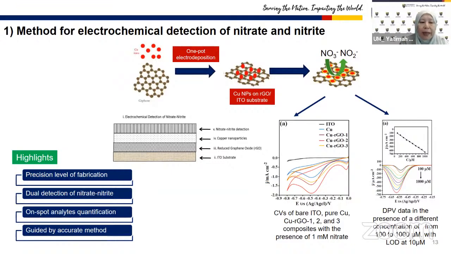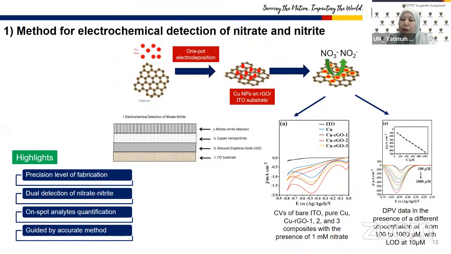And then it's guided by an accurate method because we do thorough studies. When we modify the electrode, we definitely want to study the layers, the thickness, the morphology, the size, and so on. So a lot of optimization needs to be done. From there we use different types of techniques to look at the performance. For example, in the diagram on the right-hand side, we use cyclic voltammetry. From cyclic voltammetry, we can control the potential and see how much current can be produced by the sensors.